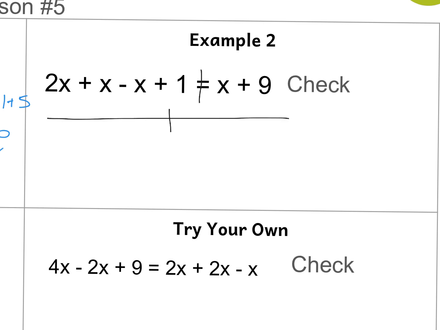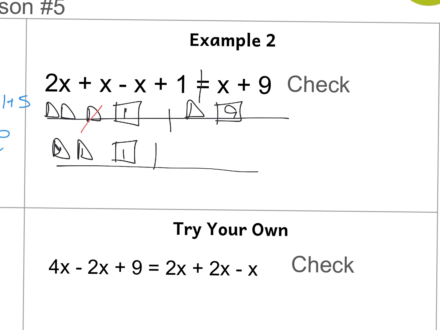So I'm going to draw that line down the equal sign just to remind me where it is. So 2x is going to be 2 triangles, plus x, which is another triangle. But then minus x, I'm going to take away that triangle. And then I have plus 1 by itself, so that's going to be in a block. And then on my right side, I'm going to have a triangle and 9. So rewriting my equation, I have 2 triangles and 1 balanced with a triangle and 9.